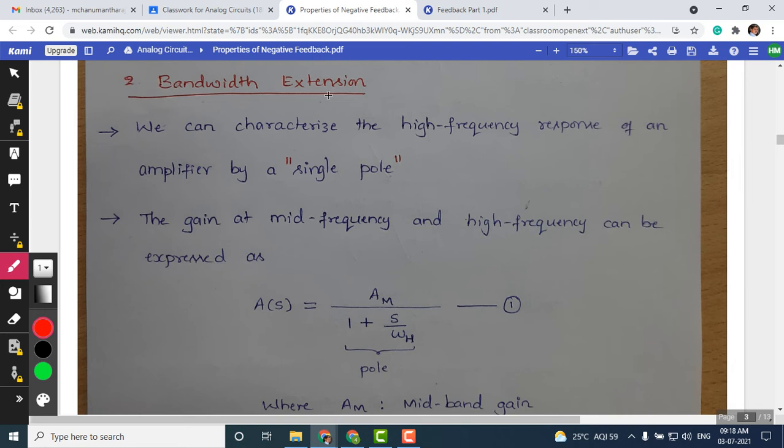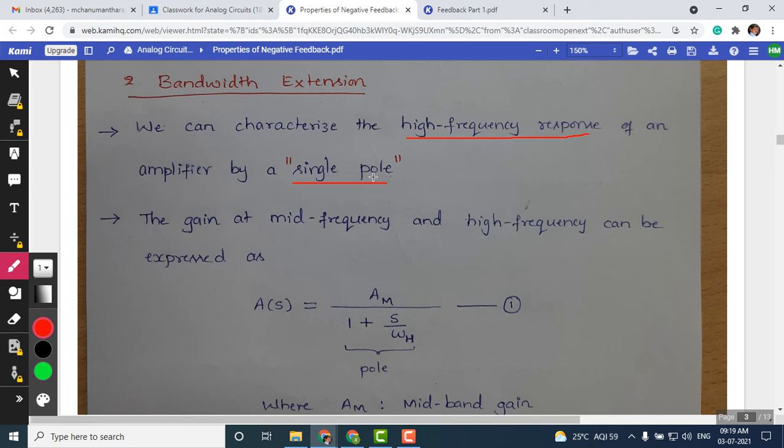So, bandwidth extension: we can characterize the high frequency response. You should be familiar with the high frequency response of an amplifier by a single pole. The transfer function of an amplifier, especially the high frequency response, can be characterized by a single pole. I hope the students are familiar with zeros and poles. Have you studied the poles and zero concept anywhere else?